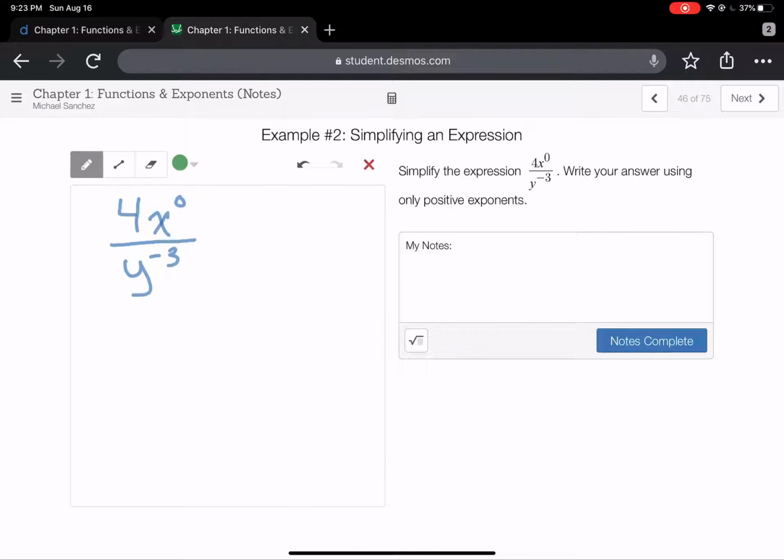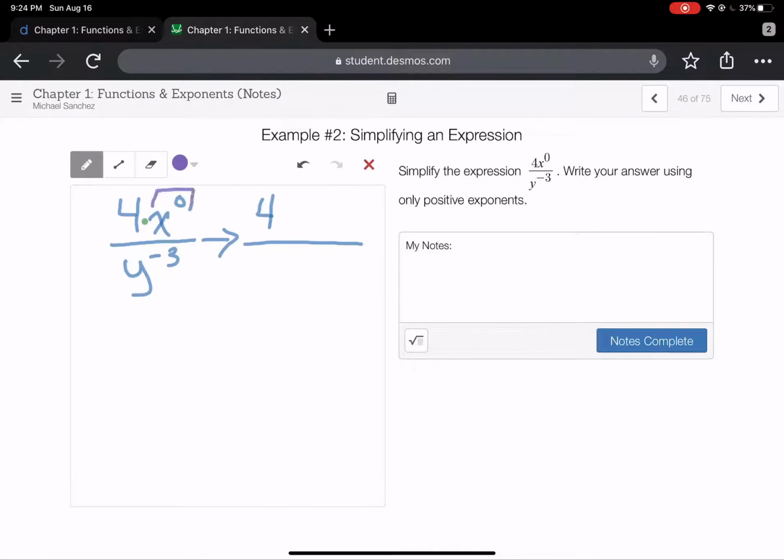It is important to note that the 0 exponent only affects the x. It does not affect the 4 because it is not directly attached. Remember, there's an invisible multiplication going on here. That multiplication sign actually separates the 4 from the x. So the 0 does not affect the 4. When I am simplifying this expression, the 4 stays the same. It doesn't have an exponent, so I'm going to leave it as it is.